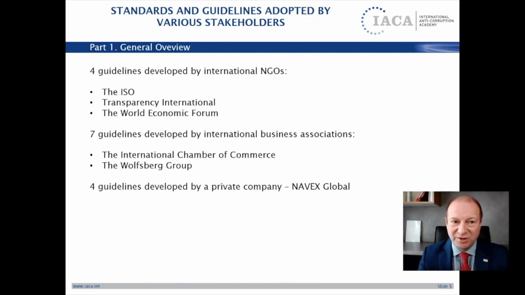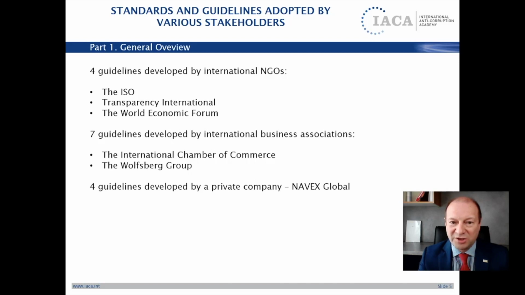We should also consider four guidelines developed by international non-governmental organizations: the International Organization for Standardization, Transparency International, and the World Economic Forum, including the very well-known ISO standard Anti-Bribery Management System.